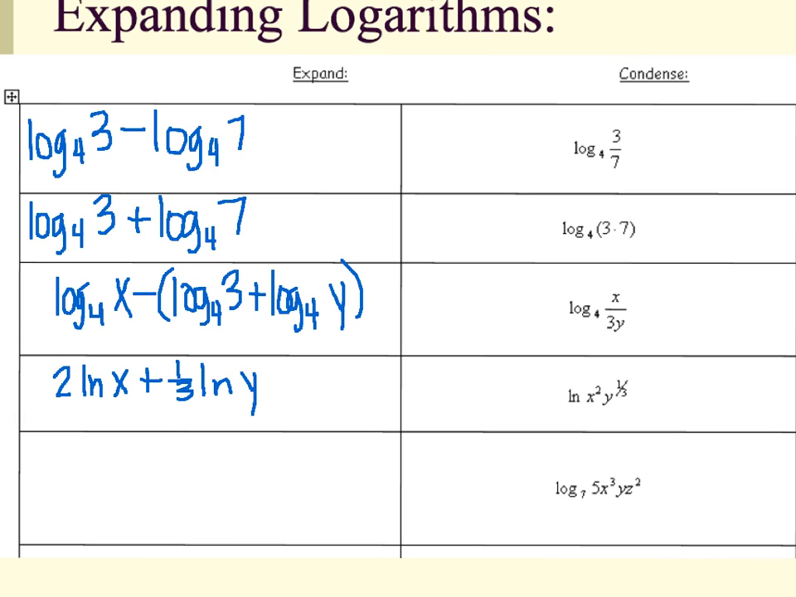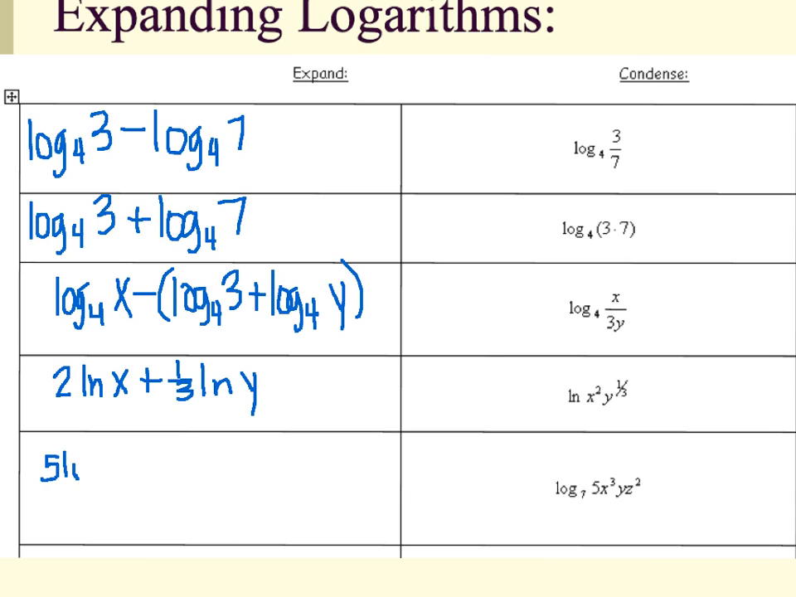We've got a little bit longer problem here. We've got a bunch of things multiplied. So for all those pieces being multiplied, we're going to separate them by addition. And these numbers with an exponent will move them to the front of that piece.